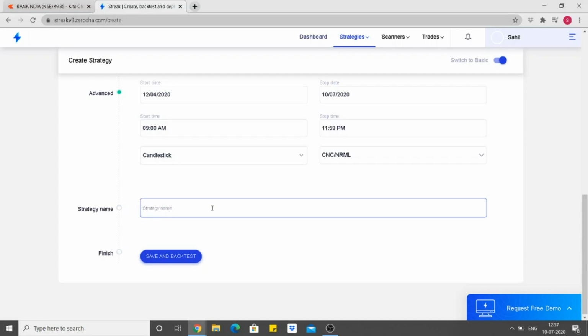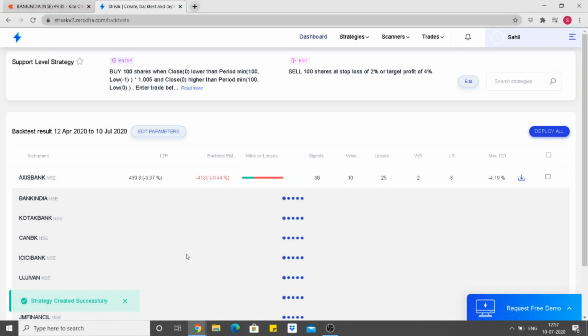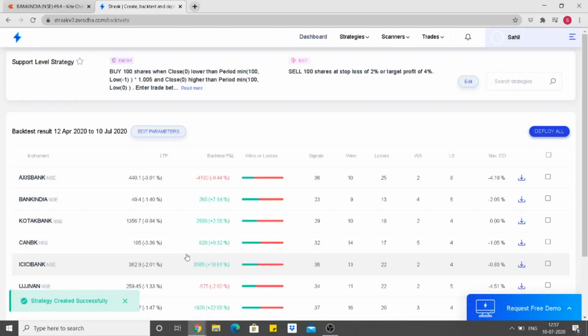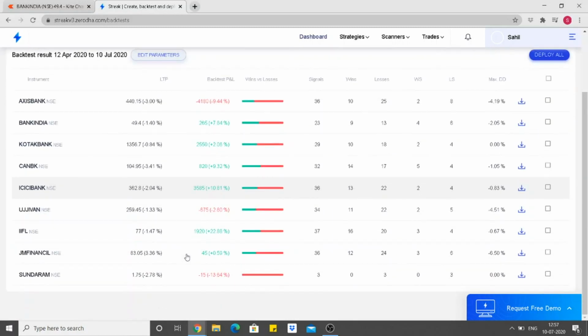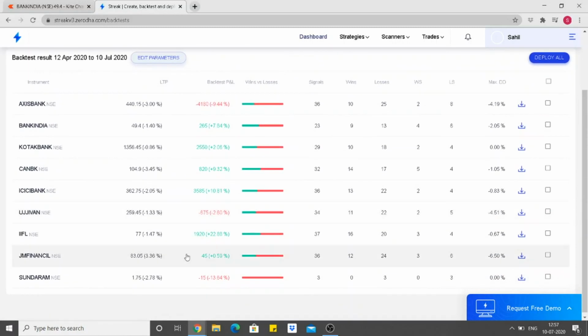So let's give a name to the strategy, support level strategy. Let's save and backtest. Right, so here we have the backtest results in front of us. This backtest P&L shows us basically the return, the profitability of the strategy, how much profit or how much return the strategy has amassed over the backtest period, right?